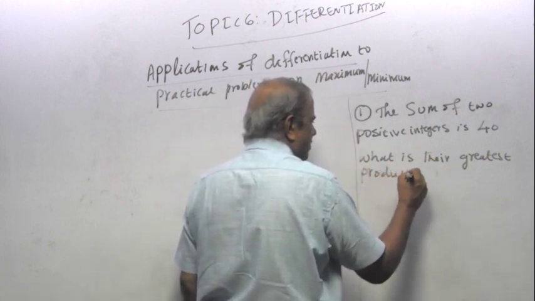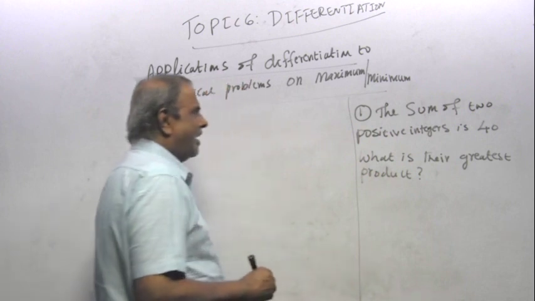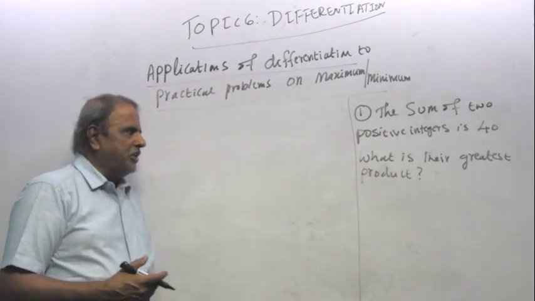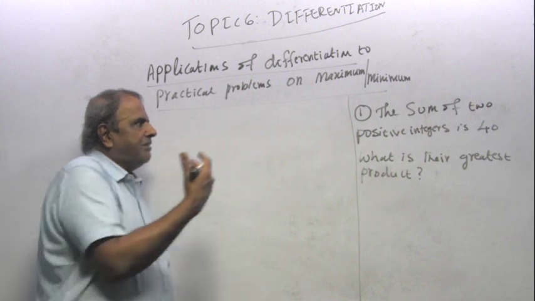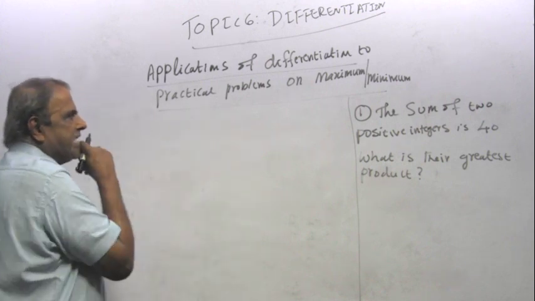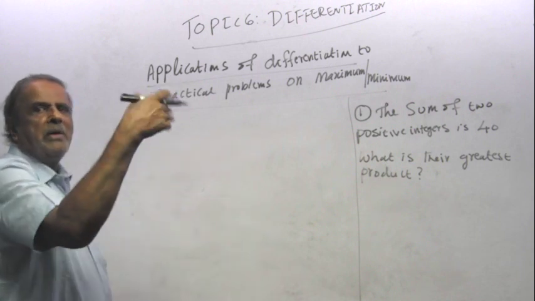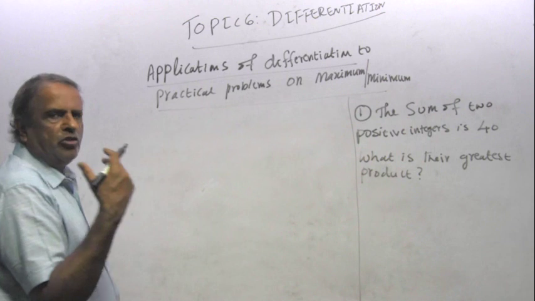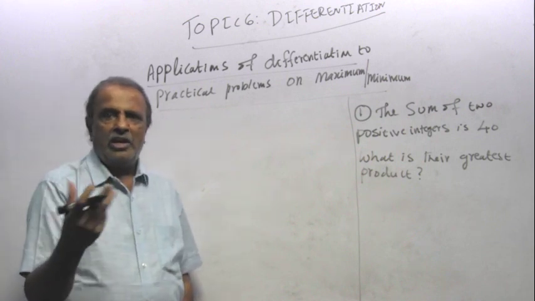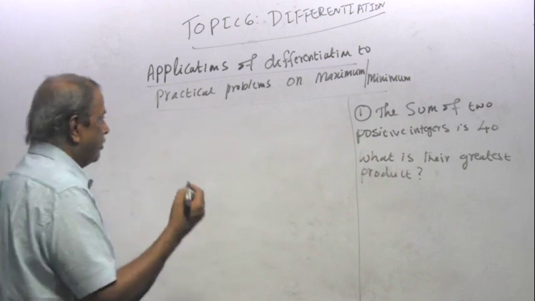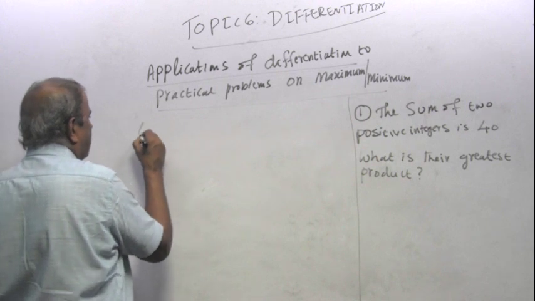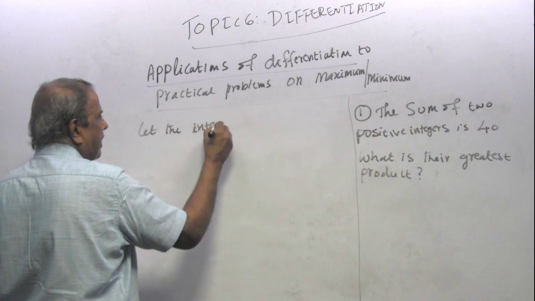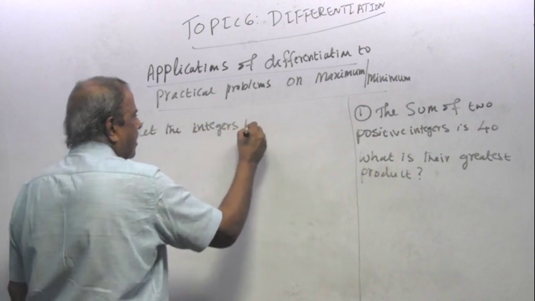So this I could do by guesswork. I could make it 400, I could make it 4,000. It's a concept I am trying to teach you, right? So whenever a question is given like that, you convert it using mathematical language. You're being given 2 positive integers. Do I know the positive integers? I don't know. So therefore, I will let the integers be x and y.